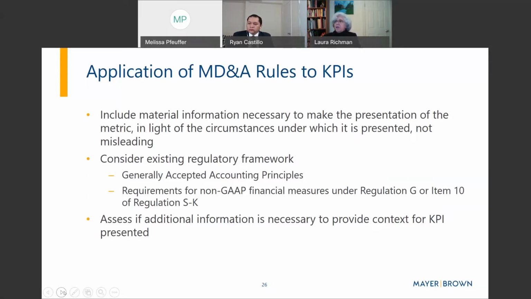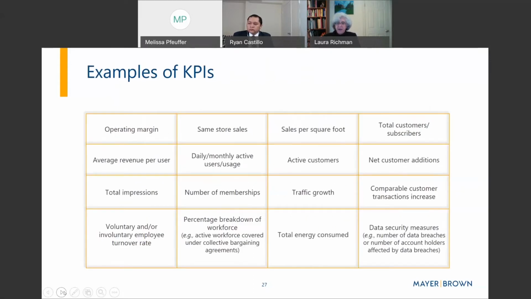and then assess whether additional information might be necessary to provide adequate context so that the investor will understand the measure. Let's take a look at slide 27, which gives examples of measures such as same-store sales, active customers, number of account holders affected by a data breach, employee turnover. These are some of the ones that are specifically highlighted by the guidance.